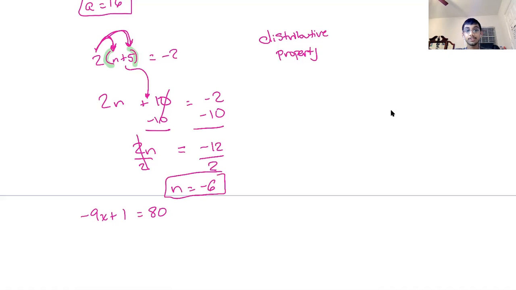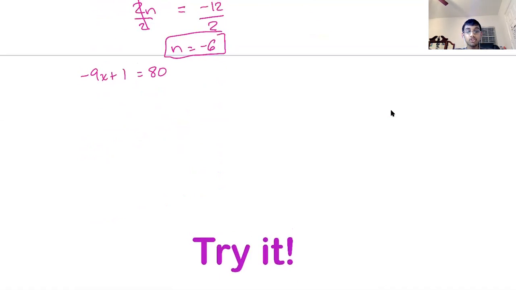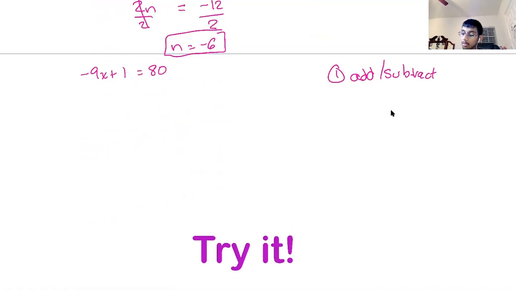Let's move on to our next problem. In this one, we have to look again at what our rules are. The first thing you have to do is addition or subtraction. Do I have the ability to do that here? Yes. I have a +1 and I have an 80 over here. So what if I wanted to take this +1 and move it to this side so I could leave the -9x by itself on the other side? So let's do it. Let's subtract 1 right here and right here. So 79 is equal to -9x.